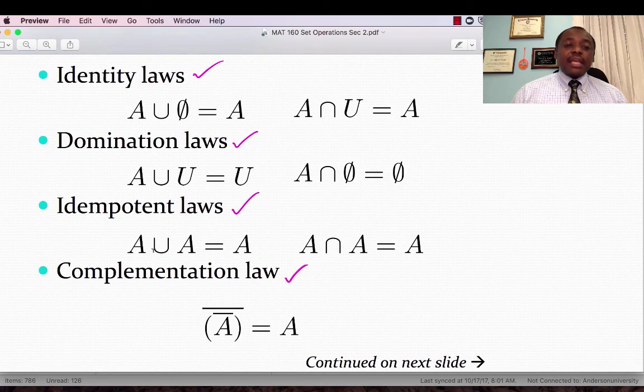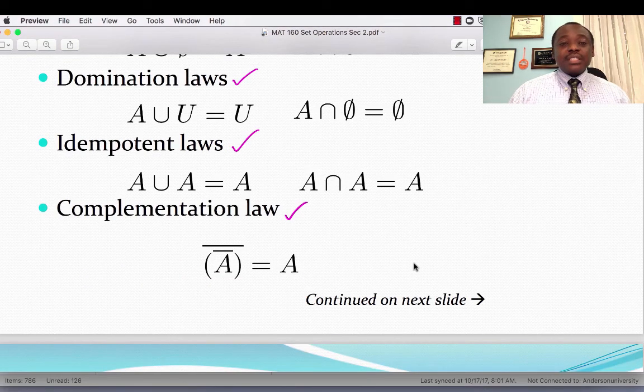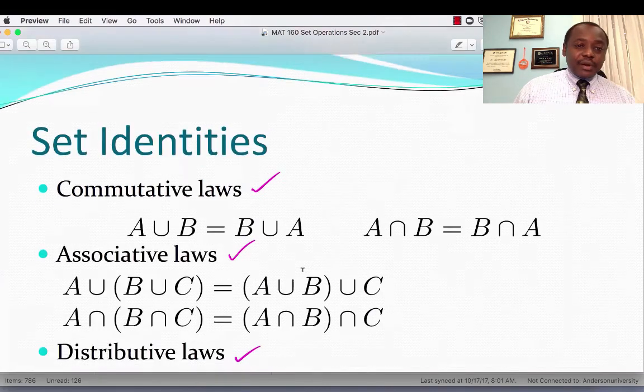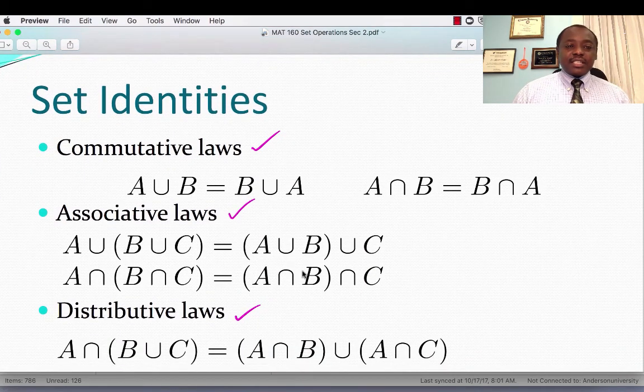Idempotent laws. A union A is just A. Pretty straightforward. A intersection A is also A. Complementation. We will see this over and over again. The complement of the complement of A is A. When I introduce the concept of matrices, we will say A transpose transpose is A, A inverse inverse is A, and so on and so forth. Okay, so more set identities, commutative properties. A union B is the same as B union A. That's pretty straightforward. A intersection B is the same as B intersection A.